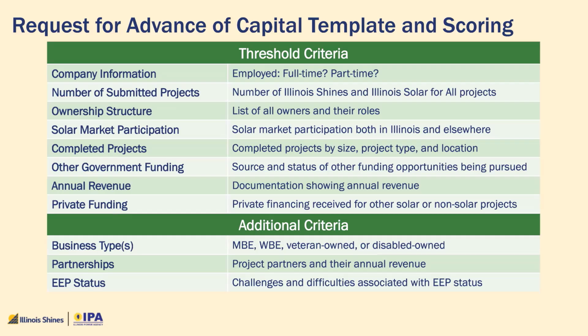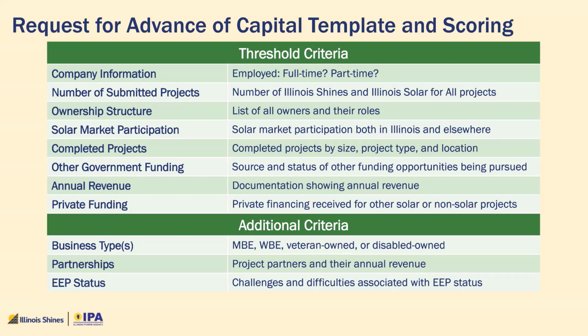Completed projects, which requires listing all completed solar projects by size in kWAC, type of project, whether community solar or distributed generation, and location. The scoring of this criteria is weighted in favor of companies with fewer completed projects.